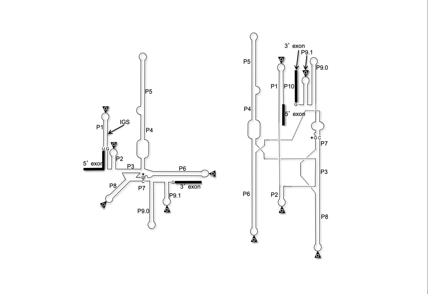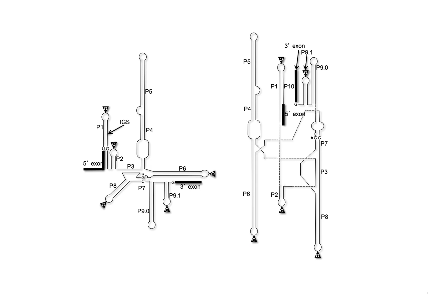This is a slightly different view of the same group 1 introns, and you can see the dark lines there are the 5' exon and the 3' exon. And then at P7, you have a special GC pair, which is where the guanosine is held, which is the first part of the reaction. Then that guanosine attacks the 5', 3' border, freeing up that end of the intron and also freeing the exon.